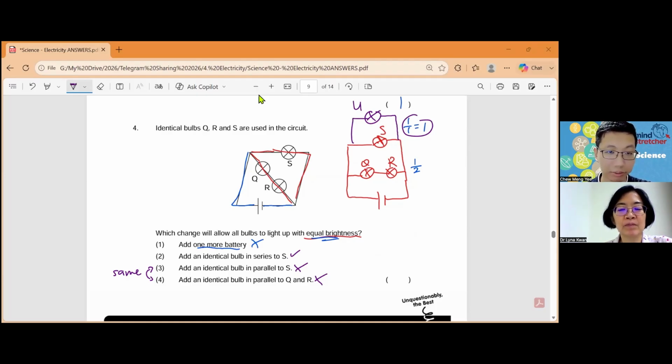So that the brightness is the same. Annabelle, what do you mean? The brightness is the same as... It's not that they have the same number of bulbs and batteries. If you mean that in the same pathway, there is the same number of light bulbs as the one with Q and R, then yes, that's correct. Which means that you want the 2 pathways to have the same number of light bulbs. So that is when they will become equally bright. Okay, yes.